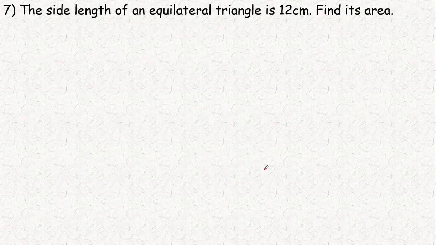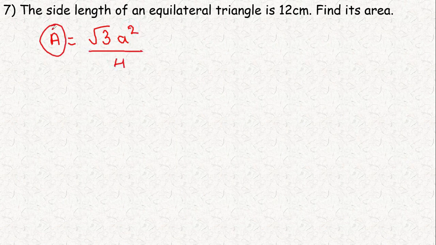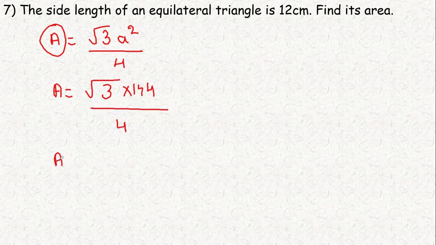Next one. This is the question which gives you a new formula. The side length of an equilateral triangle is 12 cm, find its area. The area of an equilateral triangle is root 3 a square by 4. Here a is the side. So area is equal to root 3 into a square, which is 12 square, that is 144, by 4. So 4 ones are 4, 4 threes are 12, 2 remains, 36. So 36 root 3 is the area. 36 root 3 centimeter square is the area of this equilateral triangle.